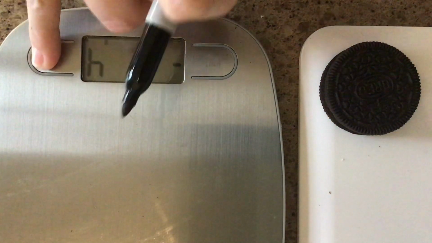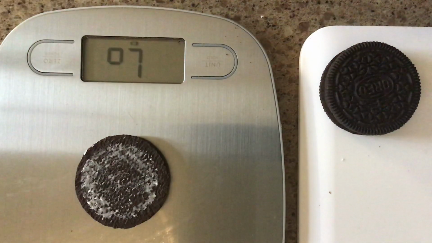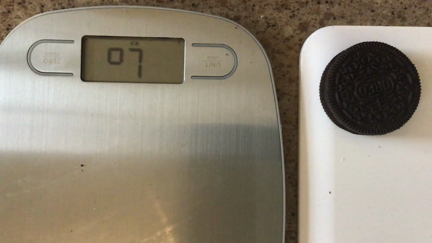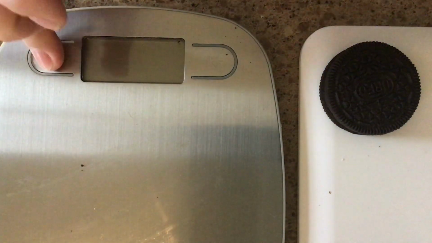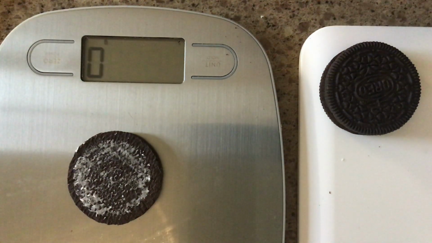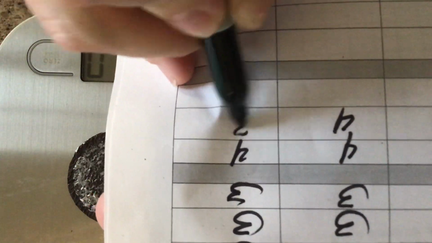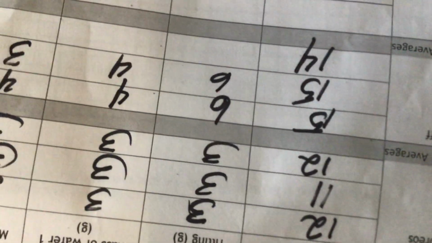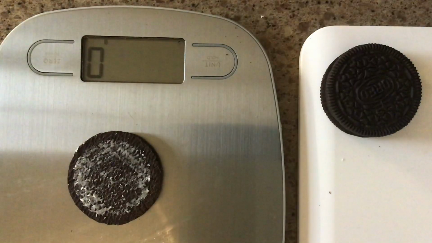Alright, that's weird. Let's try again. Okay. Why is this happening again? I just replaced the battery. Love technical difficulties. Alright, we're going to go with 3 for the second cookie. Okay, so right now we have 15, 6, 4, and 3.